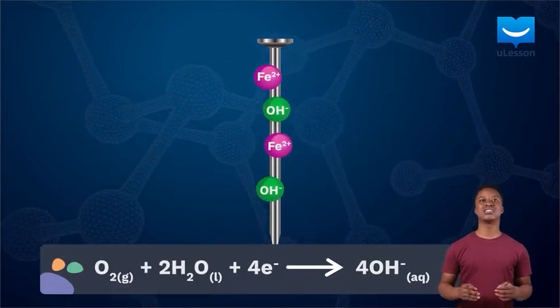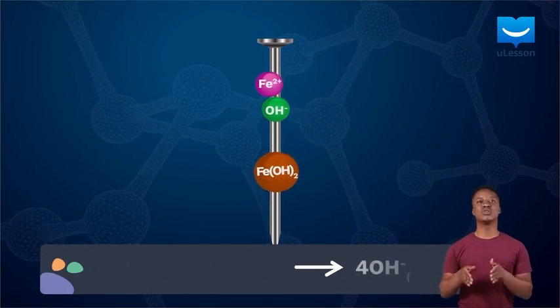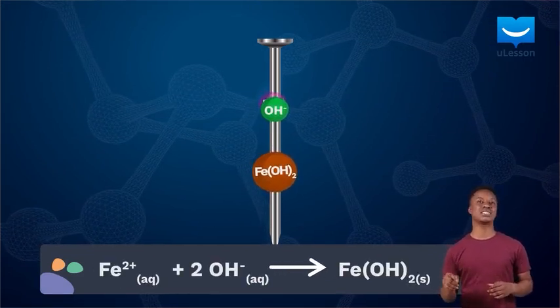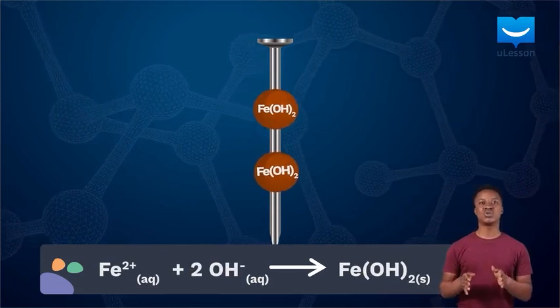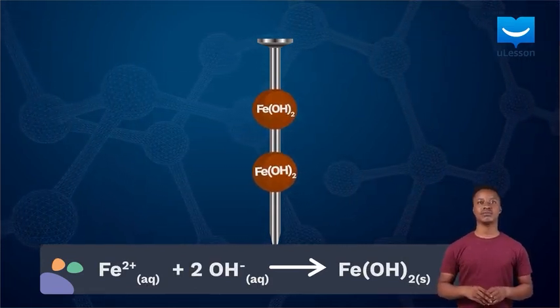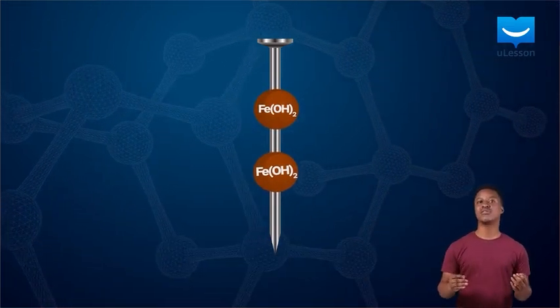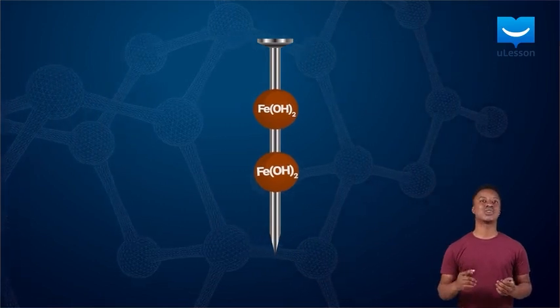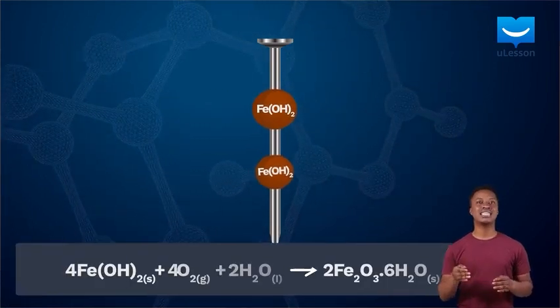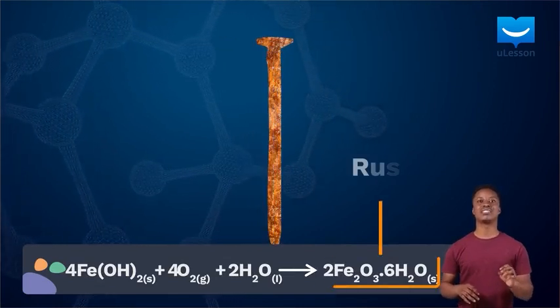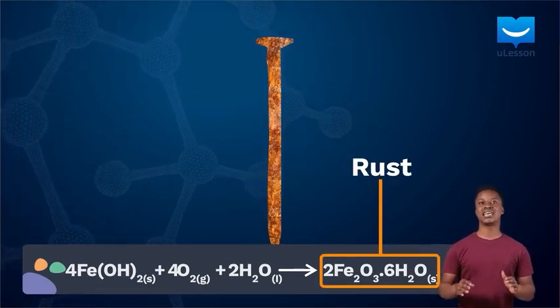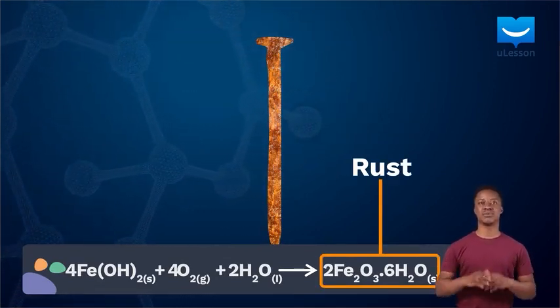These hydroxyl ions then combine with the iron 2 ions released from the iron metal to form iron 2 hydroxide, which settles on the surface of the nail. In the presence of more dissolved oxygen, the iron 2 hydroxide on the surface is oxidized to produce brown iron 3 oxide, otherwise known as rust, which settles and increases the size of the nail.